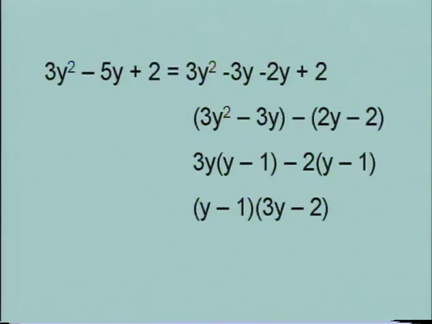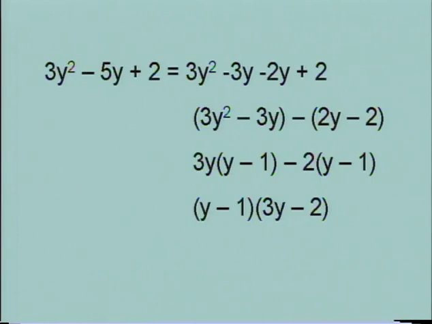Let's look at another example. We have 3y squared minus 5y plus 2. It's a three-term expression. It's difficult from observation that you can find the factors easily. So we can expand the three-term expression to 4 terms. We multiply the coefficient of the first with the third term, that is 3 times 2, which is 6. 2 factors of 6 that will give us a 5 would be 3 and 2.